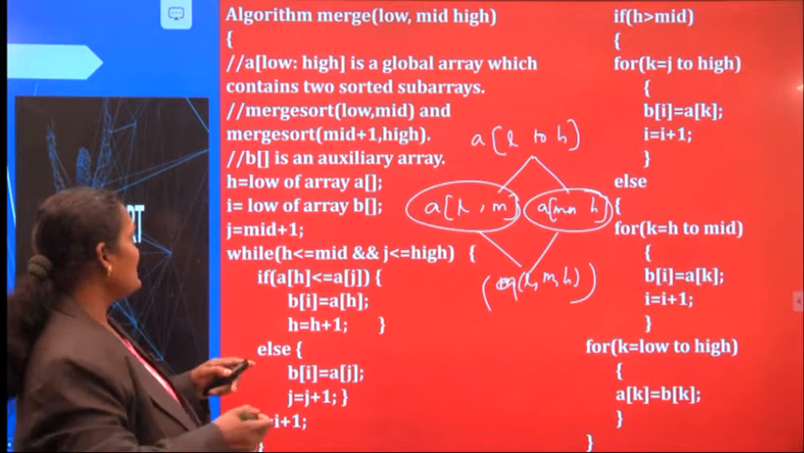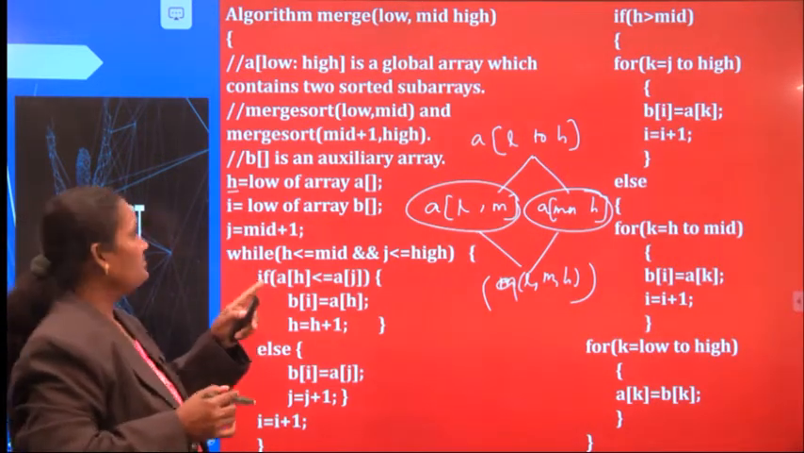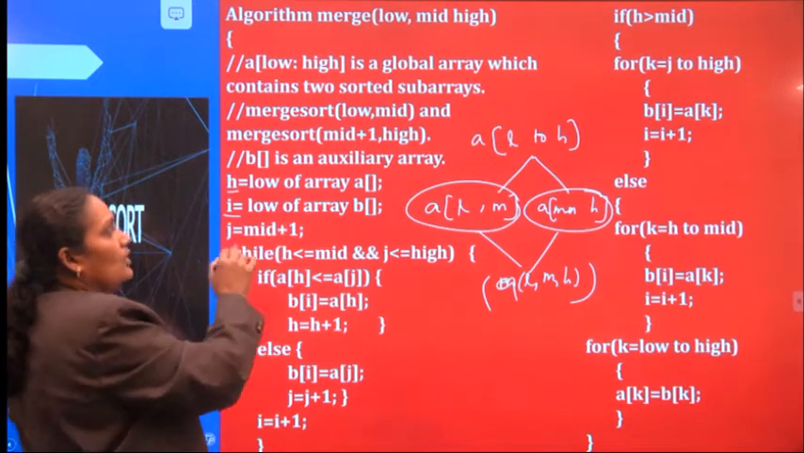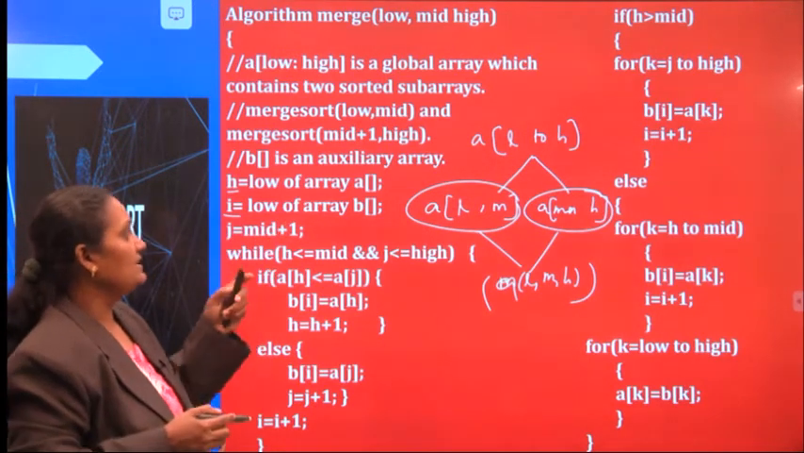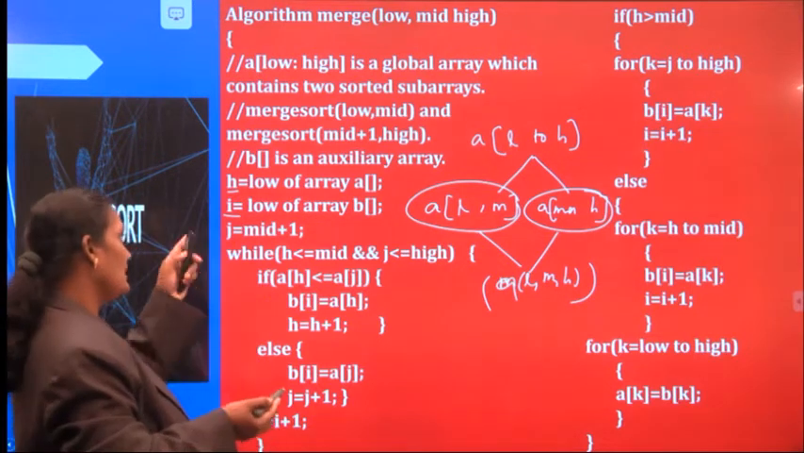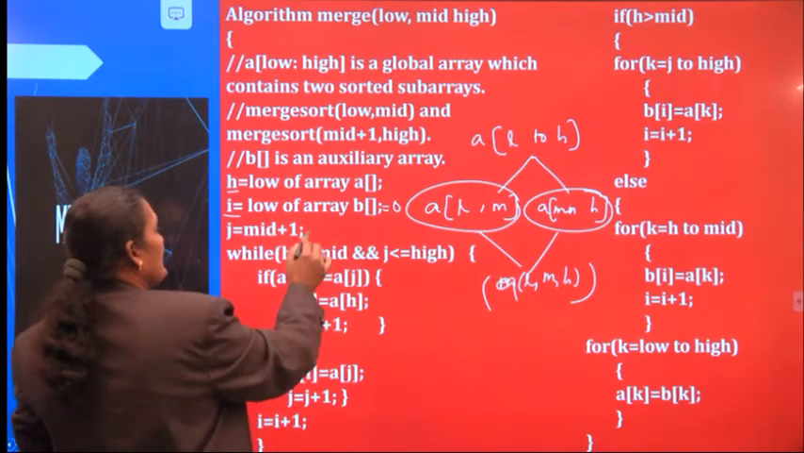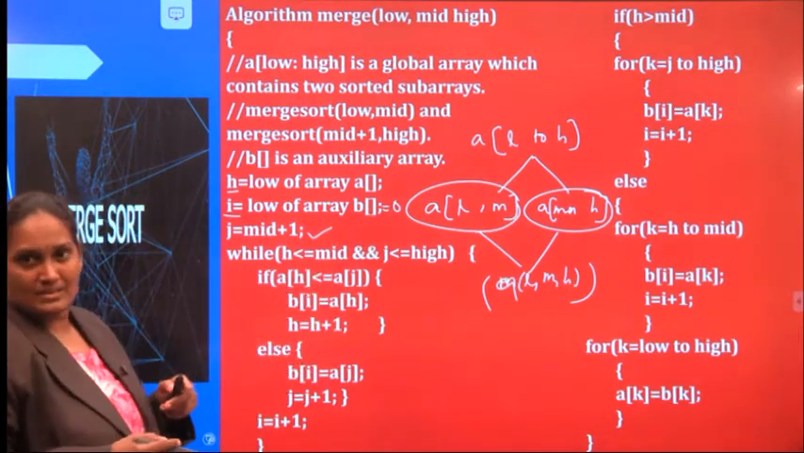Now I initialized some values here. H is equal to low of A. I is equal to low of B. Obviously B is the auxiliary array, and its low value starts from 0, so initially we take the I value as 0. Now J is mid plus 1.